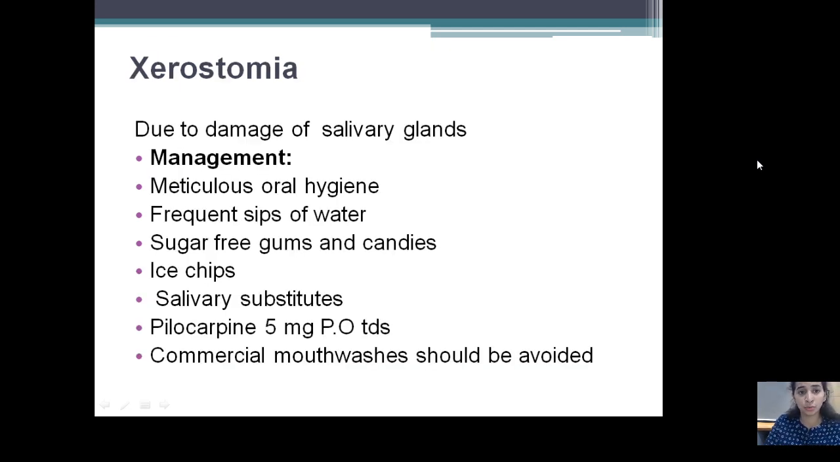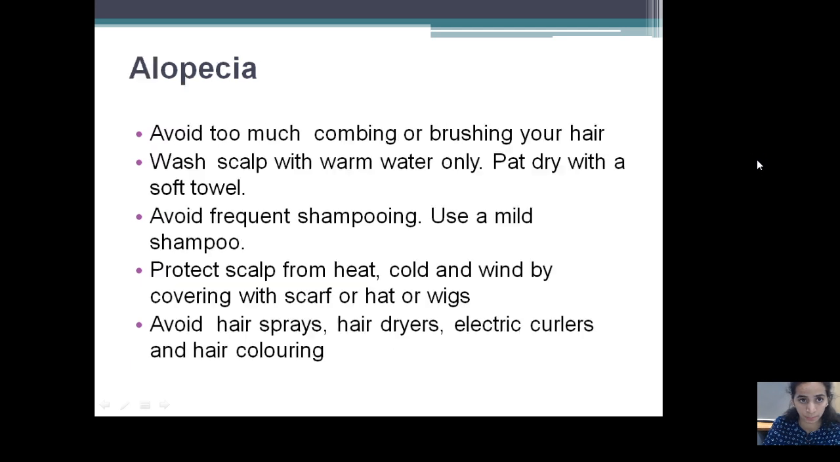Another side effect is xerostomia. It is actually due to damage of the salivary glands. The management includes meticulous oral hygiene, frequent sips of water, sugar-free gums and candies, and ice chips. Salivary substitutes like pilocarpine can be used, which is 5 mg per oral TDS. Commercial mouthwashes should be avoided.